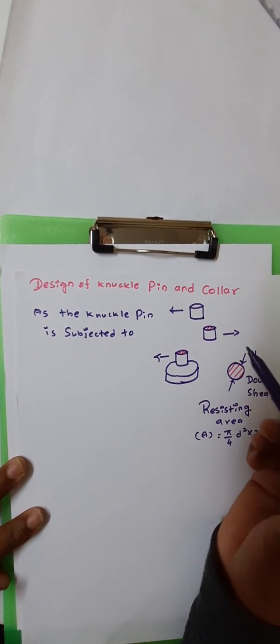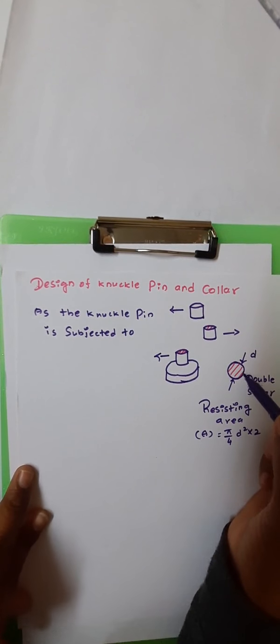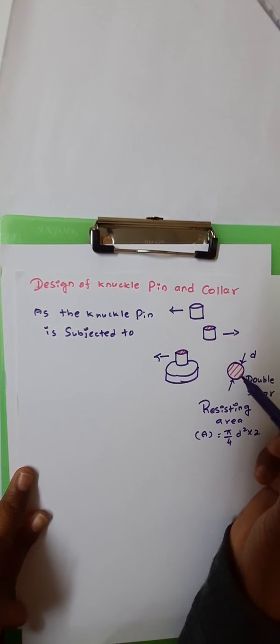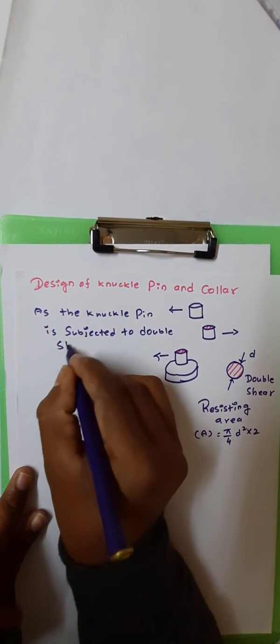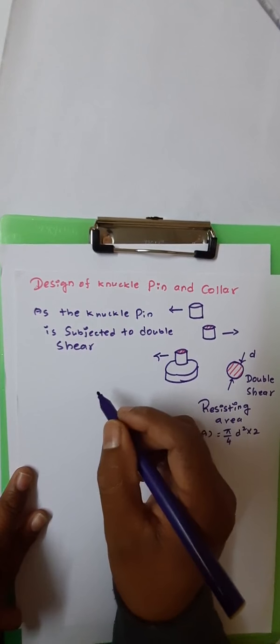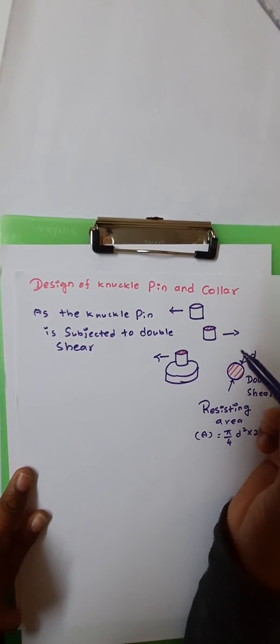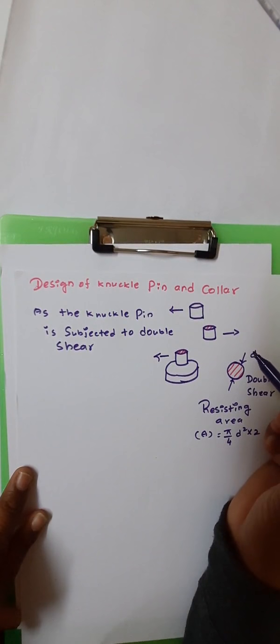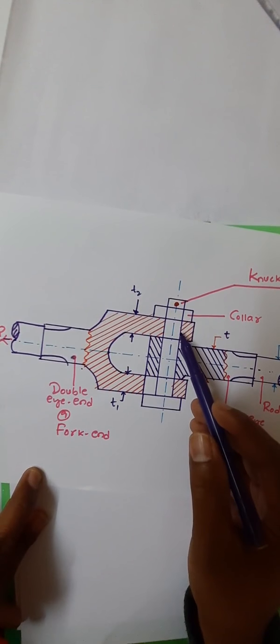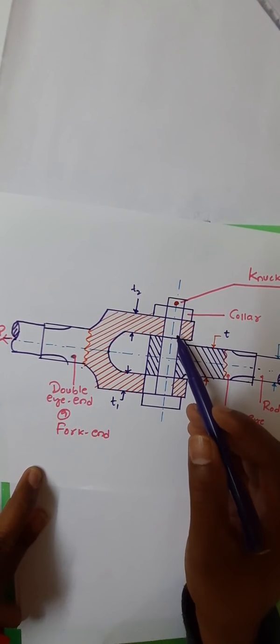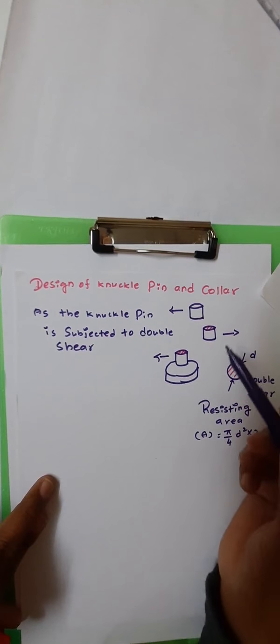Okay, this is how the double shear will take place. If we talk about the diameter, the knuckle pin is subjected to a double shear. You can see here, this is a pin. When the tangential force acts on that particular pin, this is the knuckle pin, and there is a force acting on it. This is the nature of the failure that will take place.